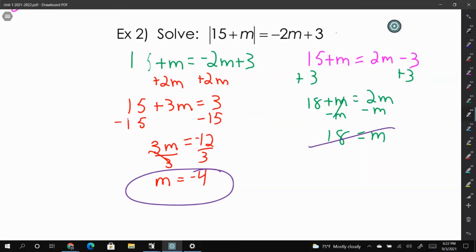That is why it is important for you to check your solutions and not just think, oh, m is negative, that means it can't be a solution. Got to go through each of them to make sure.